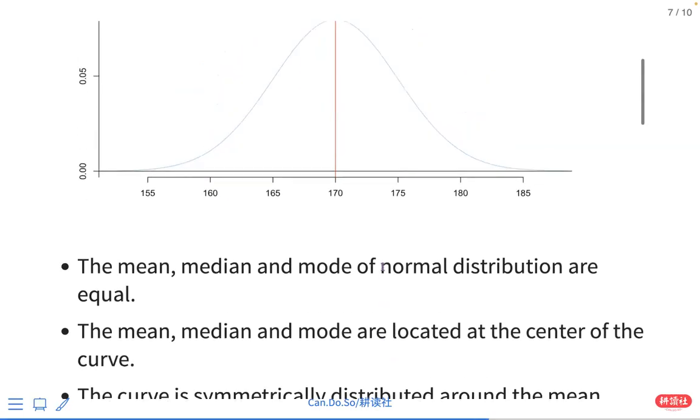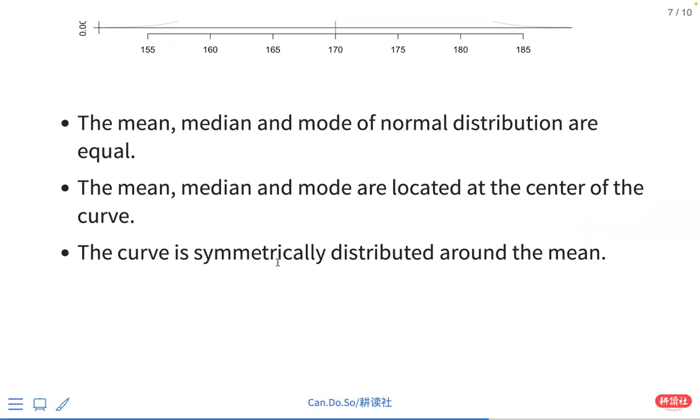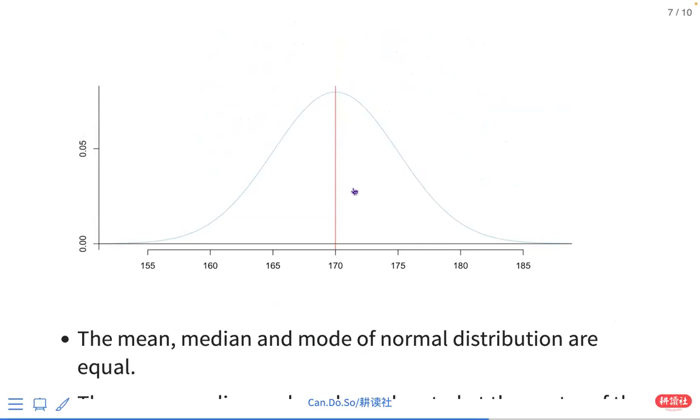Also the curve is symmetrically distributed around the mean, and also the mode and the median. So the two sides, the shape and the area under the curve, are equal on both sides. This side is below the mean, and this side is greater than the mean.